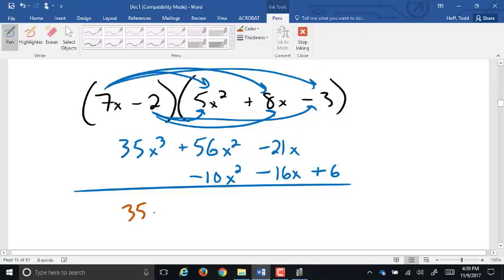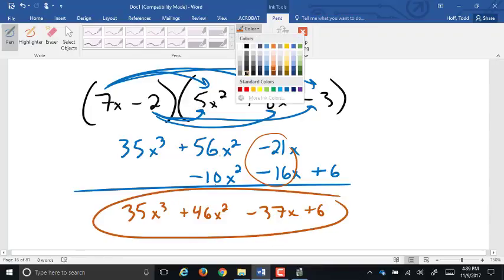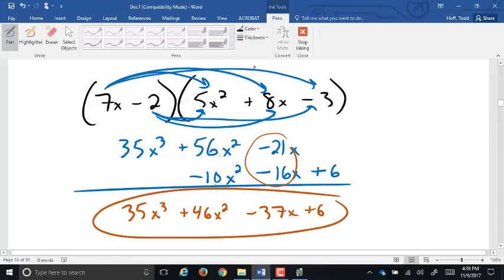Now I'm going to combine. Well, there's nothing to combine with the 35x to the third. 56 and negative 10 makes 46x squared. Negative 21 and negative 16 makes negative 37x, plus 6. Any questions?